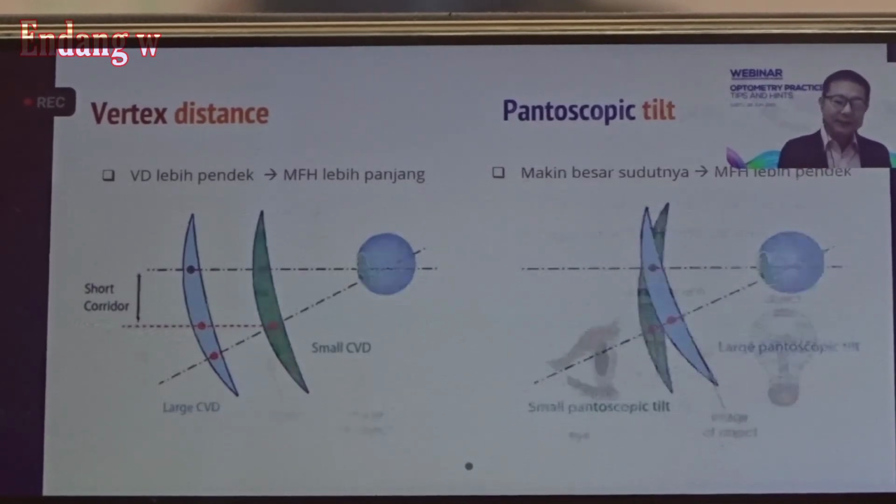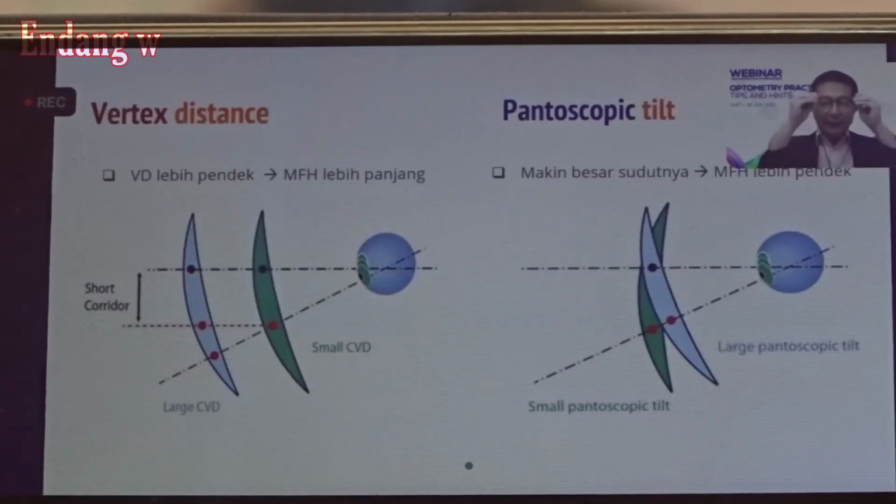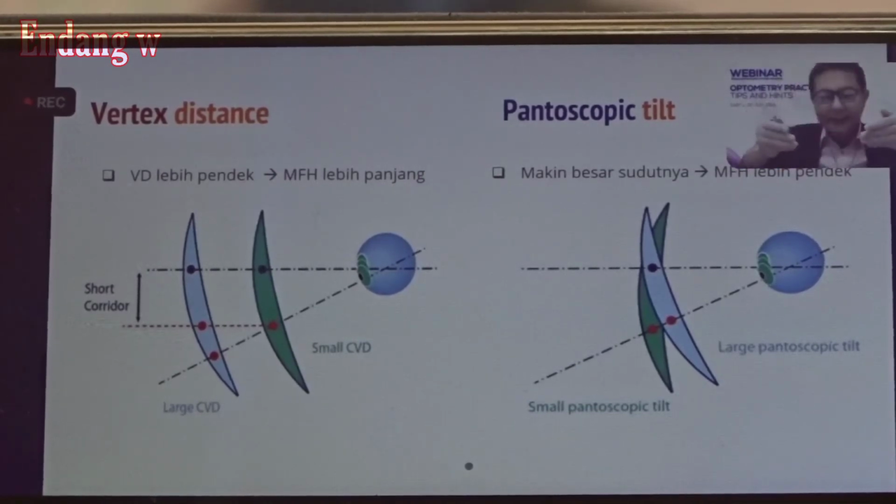The next one is the pantoscopic tilt. If I put on a pair of spectacles like that, the distance is straight. If I turn it downwards, tilting like that, automatically it's just like wearing glasses a bit closer. When you tilt, you don't need such a long corridor. Okay, if it's going to be very straight, yes, you may need a bit longer corridor.